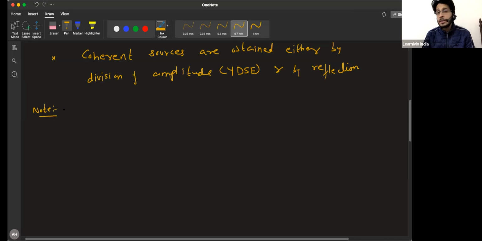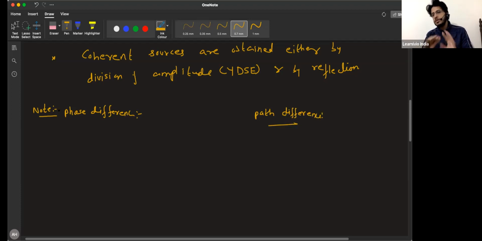First of all, understand what is phase difference. Phase difference is a mathematical quantity. I can't show you phase physically. Then there will come path difference. Path difference is a physical quantity. I can show you what path difference is, but phase difference is a mathematical quantity. Let's see how to calculate the phase difference.